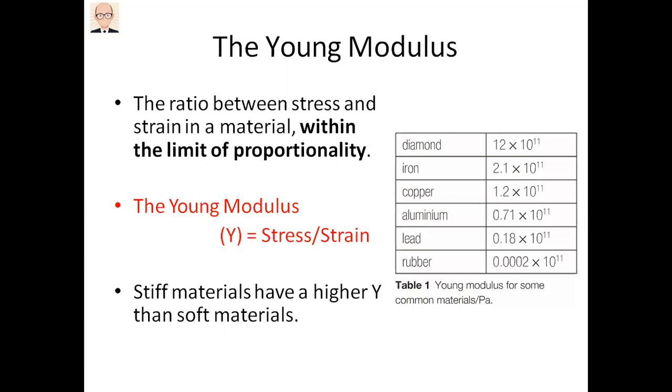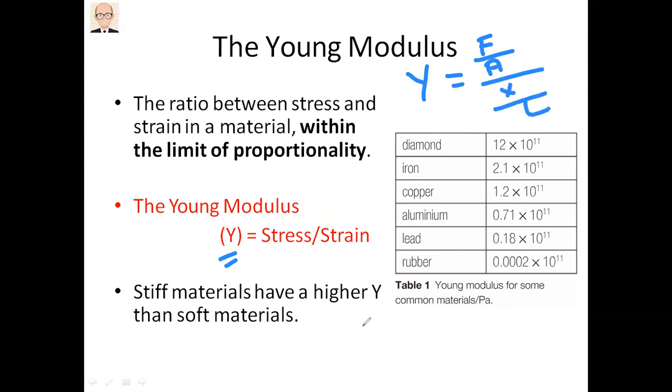And the final definition for this chapter, the Young modulus. The ratio between stress and strain in a material within the limit of proportionality is called the Young modulus. We will show the Young modulus by Y. The Young modulus is equal to stress divided by strain. And we can also write it like this: Y is equal to stress, which was force per cross-sectional area, divided by strain, which is the extension per unit length.